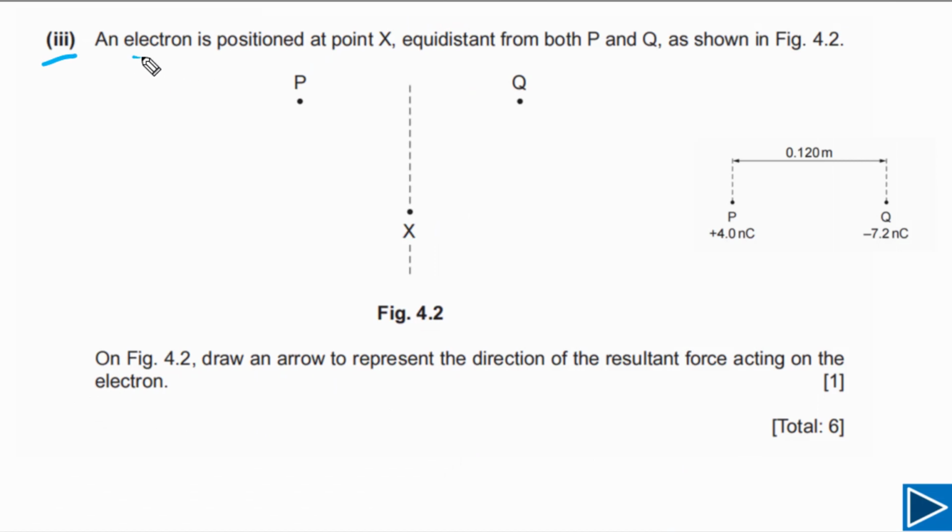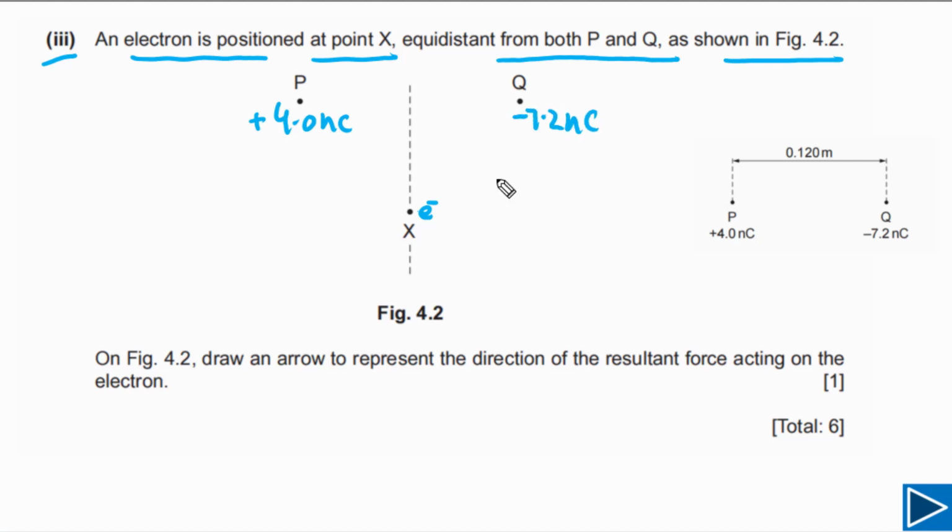For the third part, it is given to us that an electron is placed at point X and it is at equal distance from both P and Q, as shown in figure 4.2. It means the electron is simply placed at this point, and the distance between the electron and P and the distance between Q and the electron are the same. But the charge on P is plus 4.0 nanocoulomb, meaning it has positive charge. But Q has negative charge, equal to 7.2 nanocoulomb. As the distance is the same but the charge is different, the force on the electron due to Q and due to P will be different. But the force due to Q will be greater.